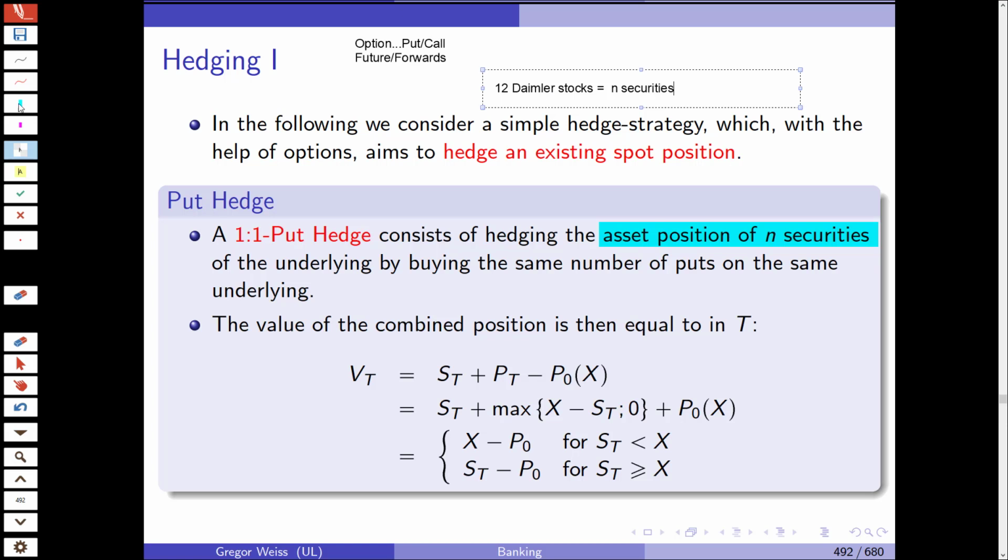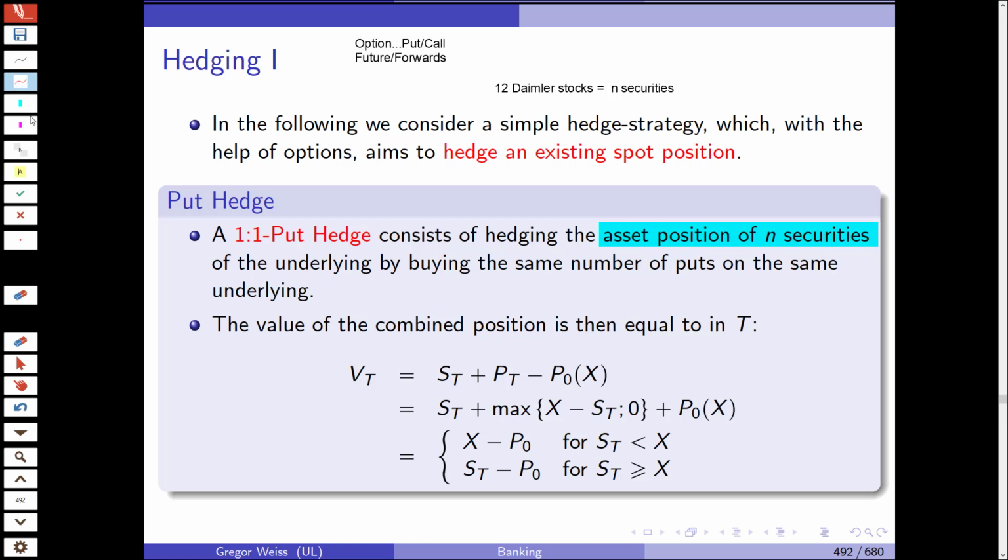That is our example. We have 12 Daimler stocks, and the Daimler stock price can go up and can go down. So let's see how this works with a one-to-one put hedge. What we are doing is, we have this position of N securities long. We are in possession of N securities, and we buy the same number of puts on the same underlying.